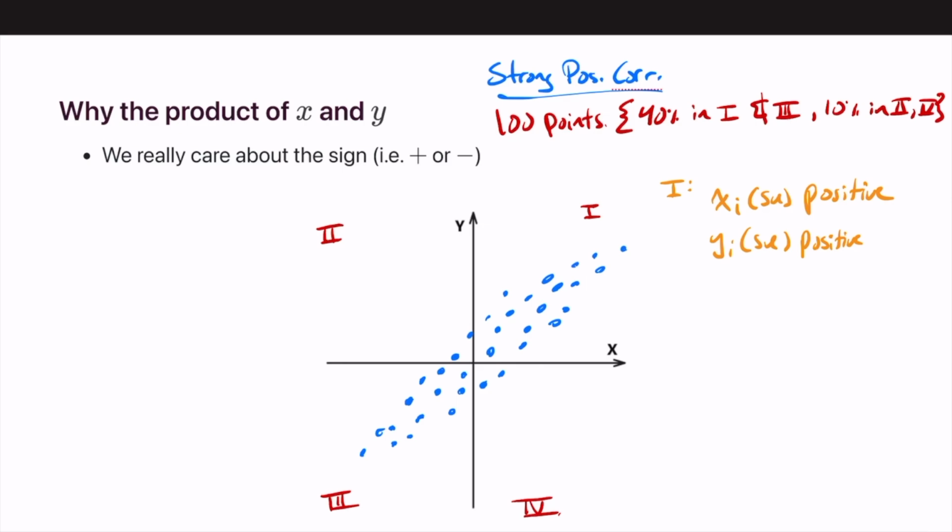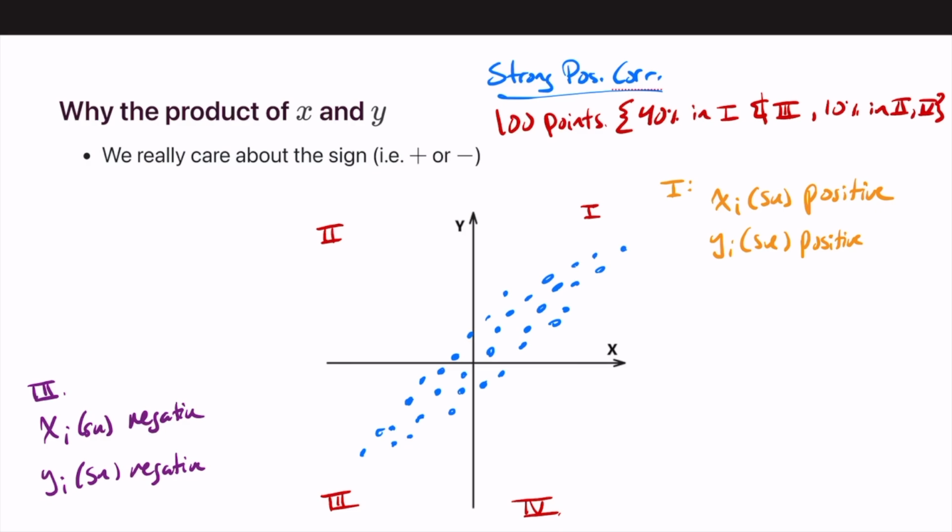Okay, so what can we say about the bottom left in this case? Even though we've laid it out plainly right there, let's make it a little more explicit. In quadrant 3 right here, we have x sub i's in standard units, as well as the y sub i's in standard units, both negative. And when you have a negative times a negative, you get a positive.